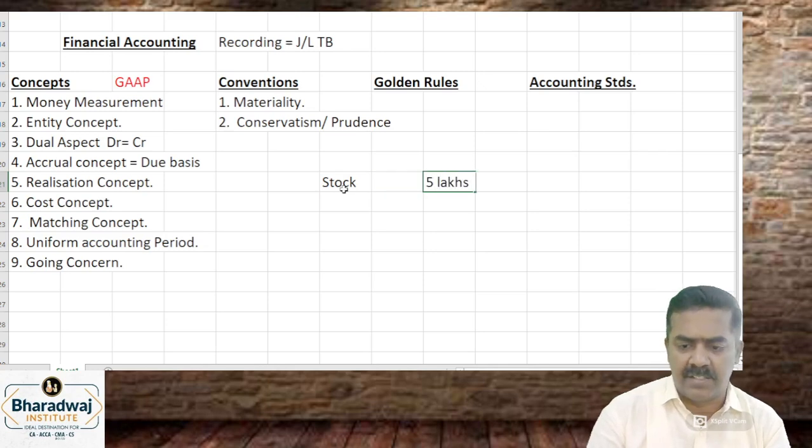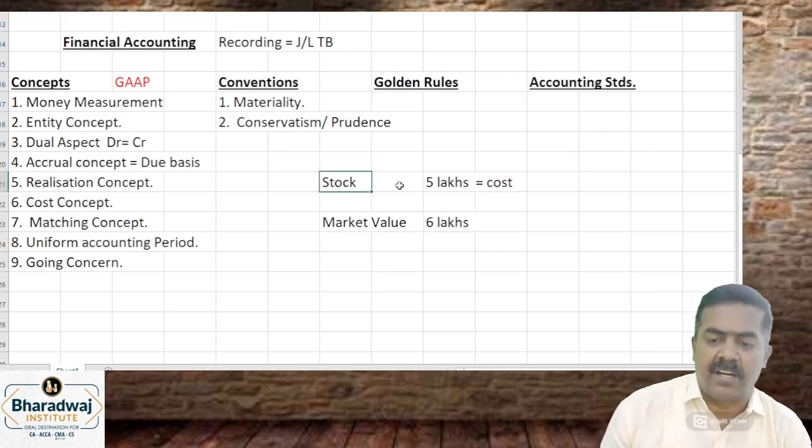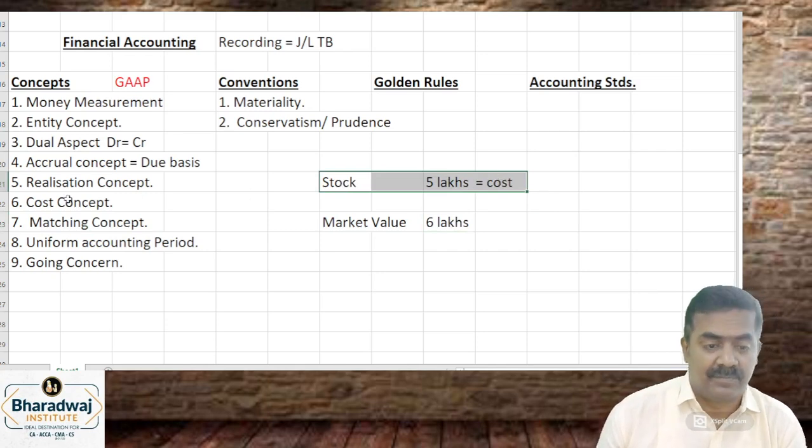is 5 lakhs. This is a cost. At the end of the year, market value is 6 lakhs. Market value is how much? 6 lakhs. At what value would we have recorded it? Cost constant. We recorded how much? 5 lakhs. At the end of the year, some stock is there.